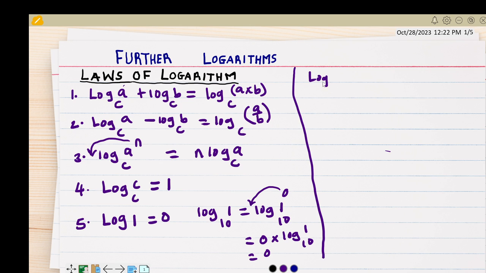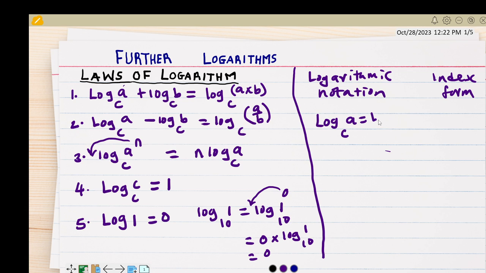So we have logarithmic notation, then we have the index form. You need to know how to interconvert. So for example, if you have a logarithm to base c of a being equal to b, this one in index form will be c to the power of b is equal to a. So this is what we call the logarithmic notation. Then this will be the index form.